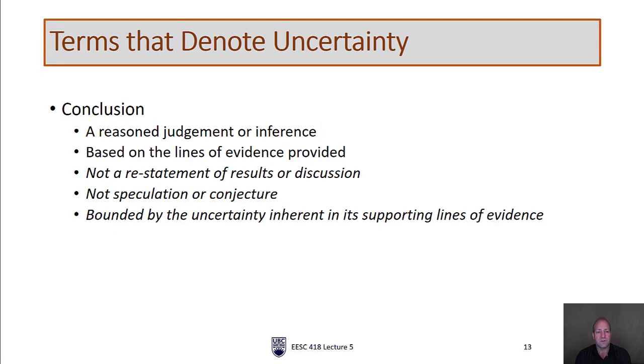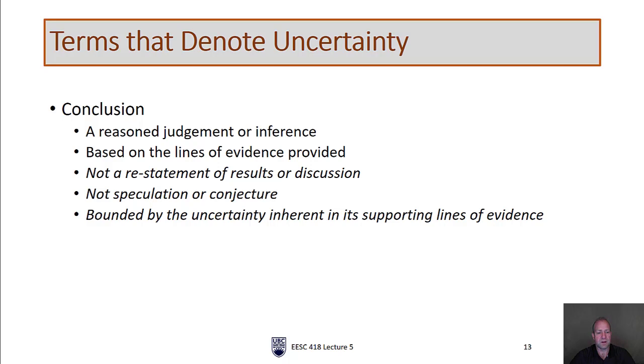And finally, conclusions. A conclusion is a reasoned judgment or inference. It's based on the lines of evidence provided. So the types of evidence on the previous slide make up lines of evidence from which we can draw a conclusion. A conclusion is not a restatement of the results or a discussion, and it's not speculation or conjecture. It is something that we would state as something that we've learned or something that we think, strictly based on the lines of evidence that we've provided throughout our report, and now we're trying to conclude something meaningful from that.